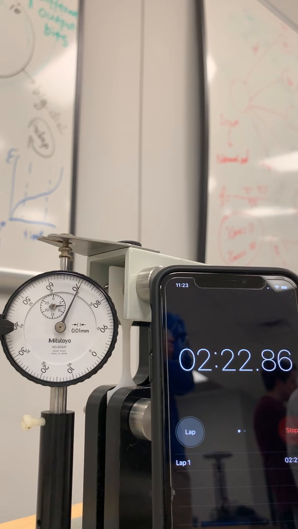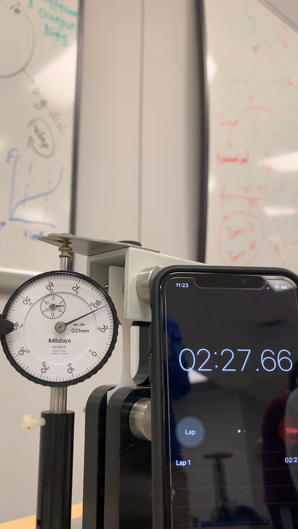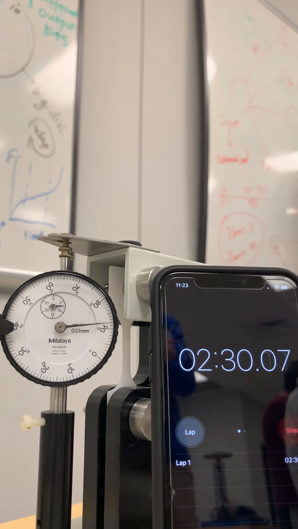Now, these are reading some funny values. You want to zero them out. Hit balance. Hit balance again.